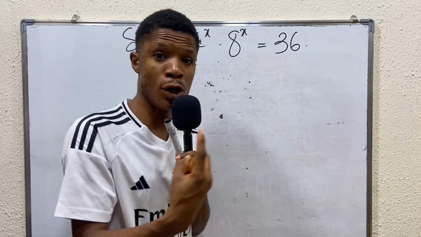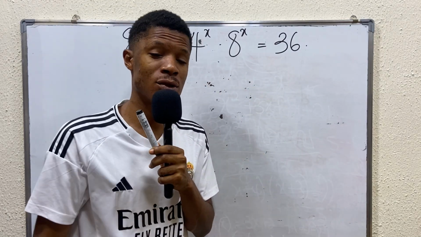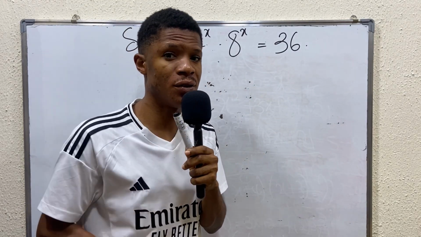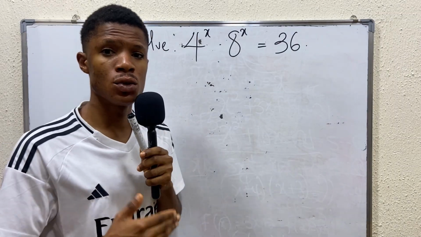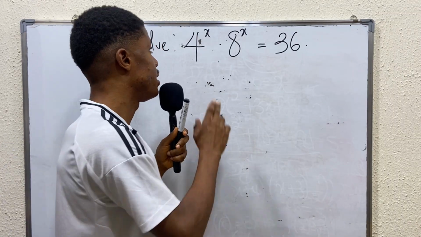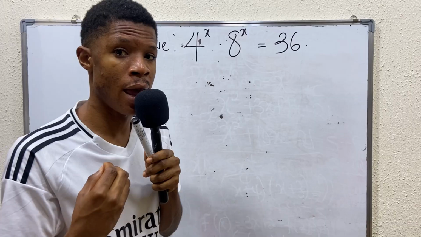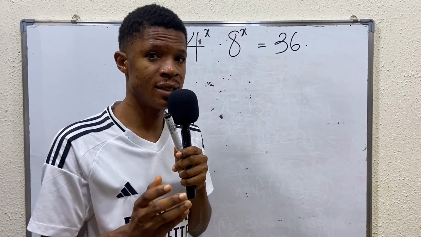99% of students don't know how to solve this type of Maths Olympiad problem. Can you solve it? When you are trying to solve for the value of x in 4 power x times 8 power x is 36.